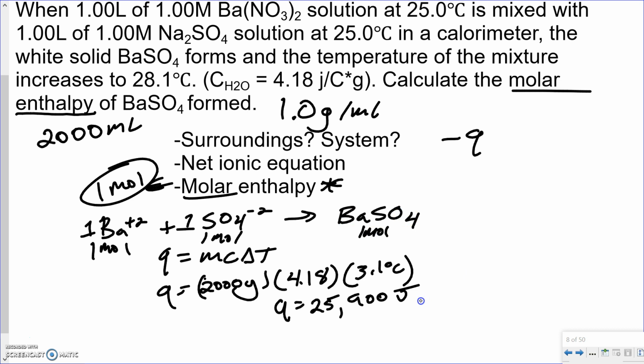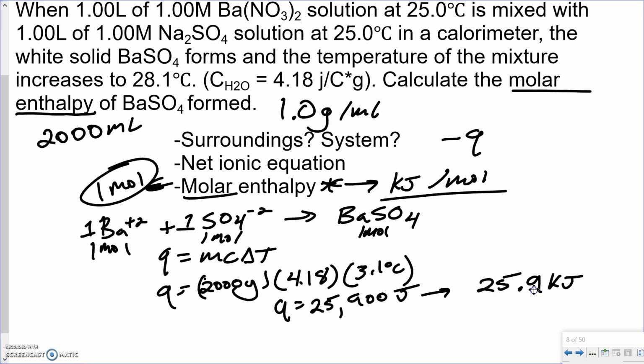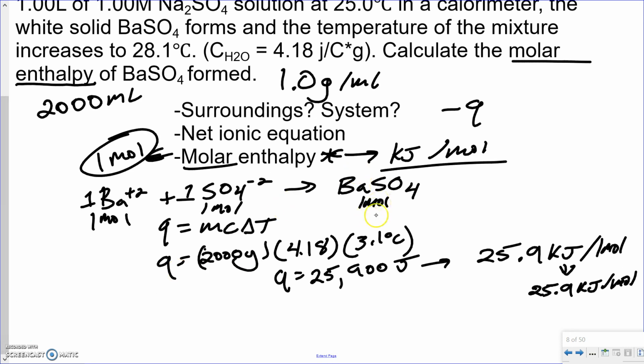So if we wanted to find molar enthalpy, which by the way is always in kilojoules per mole, okay, the first thing we have to do is convert this into kilojoules, which is going to be 25.9 kilojoules, divided by the amount of moles, which is 1 here, and that gives us a molar enthalpy of 25.9 kilojoules per mole. Now, that one's pretty straightforward, but let's say we were dealing with a different problem, and let's say instead of 1 mole, we only had 0.5 moles of barium sulfate being formed.